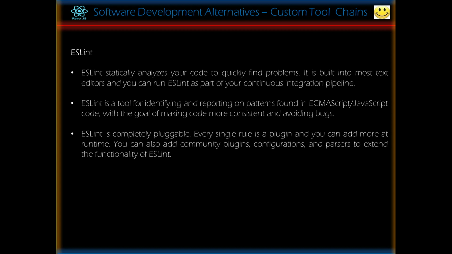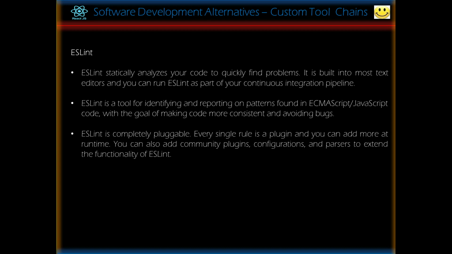ESLint. ESLint statically analyzes your code to quickly find problems. It is built into most text editors and you can run ESLint as part of your continuous integration pipeline. ESLint is a tool for identifying and reporting on patterns found in ECMAScript or JavaScript code, with the goal of making code more consistent and avoiding bugs.